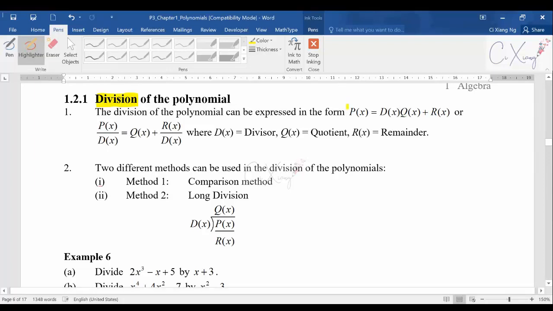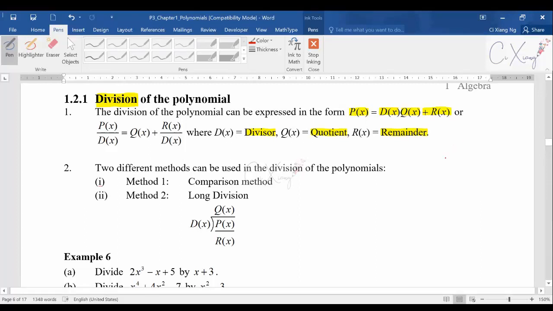First, you need to know that any kind of polynomial can be rewritten in another pattern that involves d(x), q(x), and also plus r(x). What does it mean? It means d(x) is the divisor. What is the divisor? I will let you know later. The quotient is q(x), and the remainder is r(x).